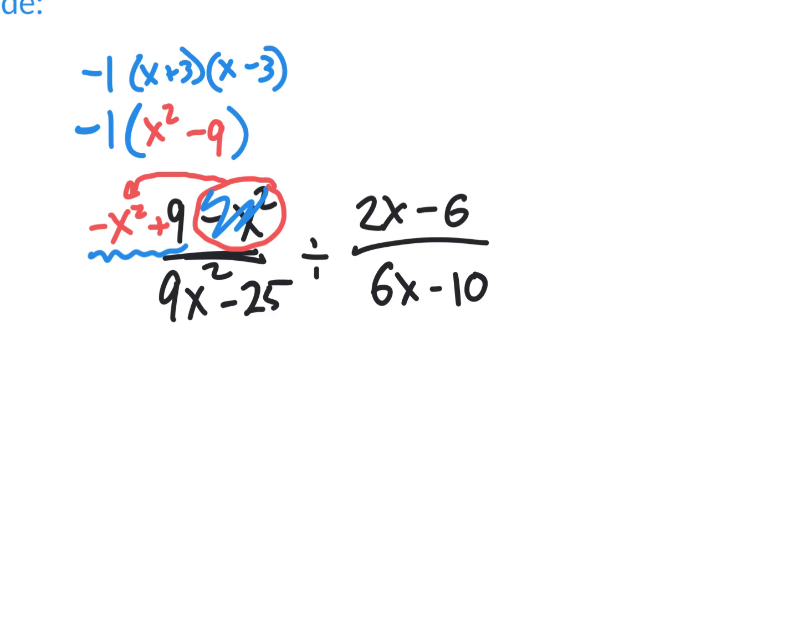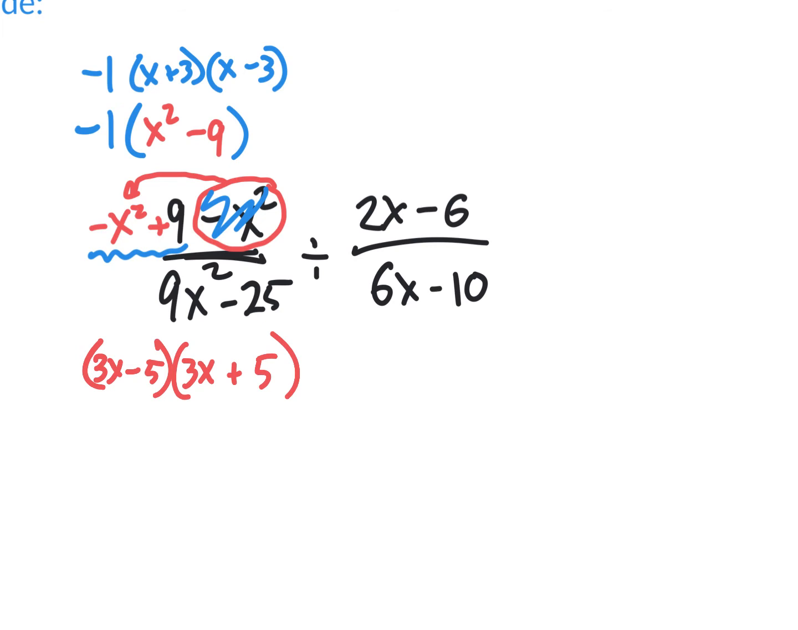Down here, we can't pull out a 9, can't pull out a 5, but it is a difference of 2 squares. So we could factor it by square rooting it and plugging it into our factored form answer format. The square root of 9x squared is 3x. The square root of 25 is 5. And of course, one has to be a minus, one has to be a plus.